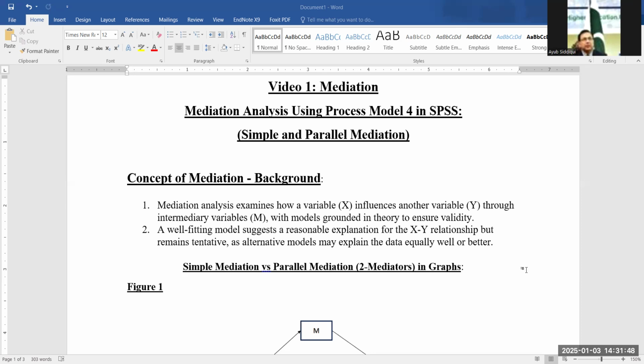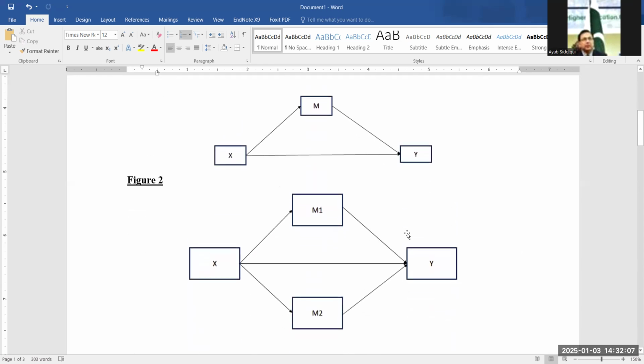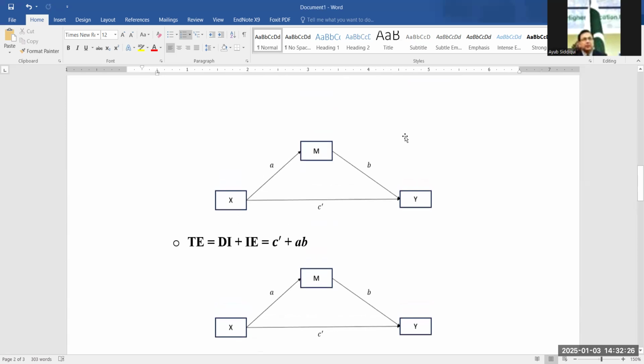On the other hand, if the model fits the data adequately, it is not rejected, but should still be considered tentative. Now look at this diagram, the simple mediation model. This diagram indicates a simple mediation, figure 1, and figure 2 indicates the two mediators, which is also known as the parallel mediation. In this simple mediation, path A, if you look at, let me show you another diagram with proper symbols.